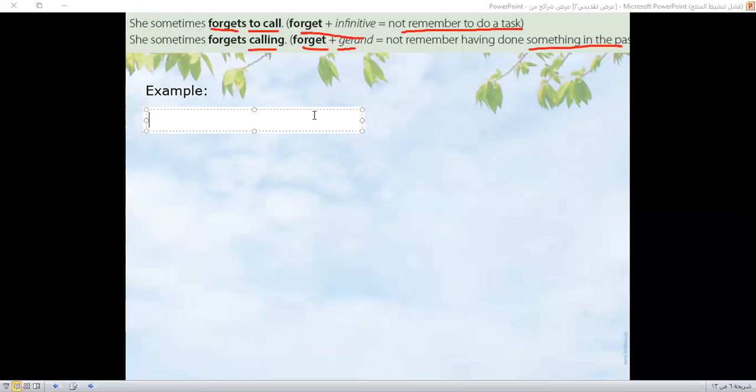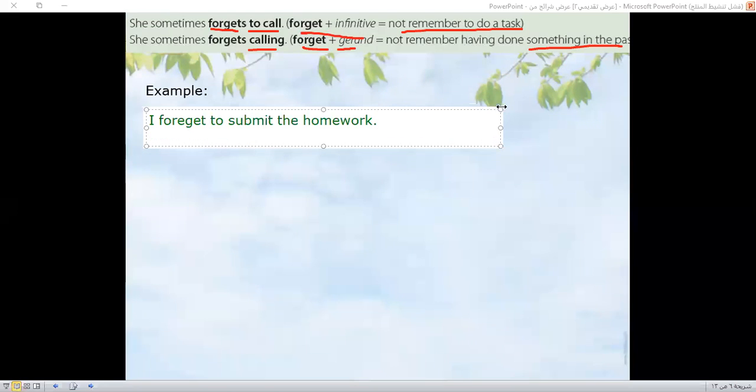Okay, we can say: I forget to submit. Submit means to give the homework. To submit, يعني أسلم. To submit the homework. Okay, I forget to submit the homework. It means I don't remember to do this task. I don't remember doing this.